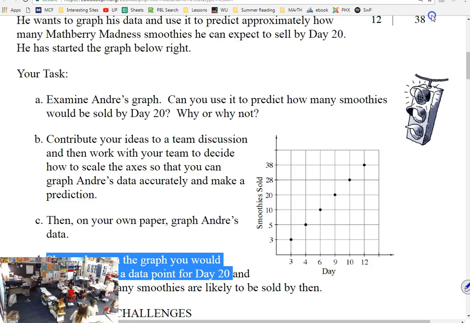So be careful with your x-axis. Both axes should be scaled evenly, and we want our x to get to 20.